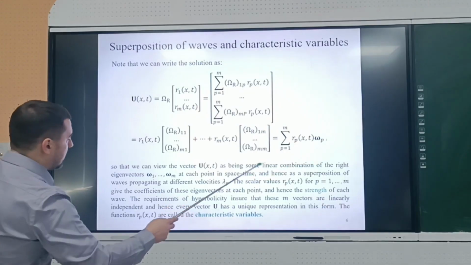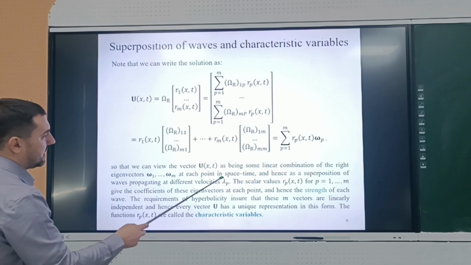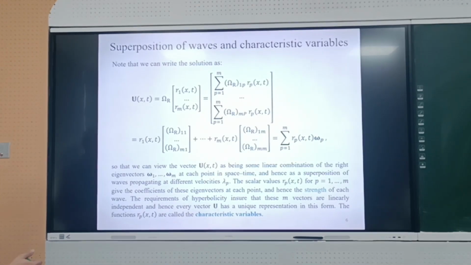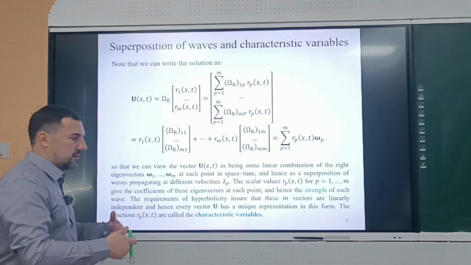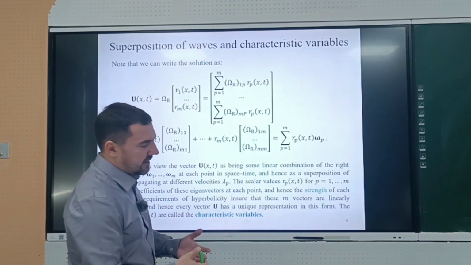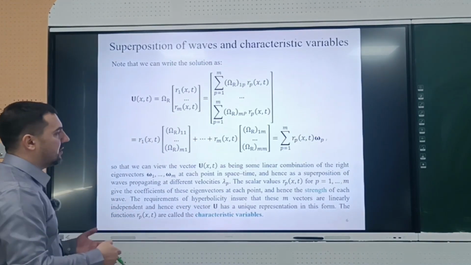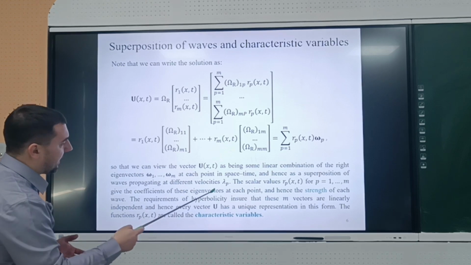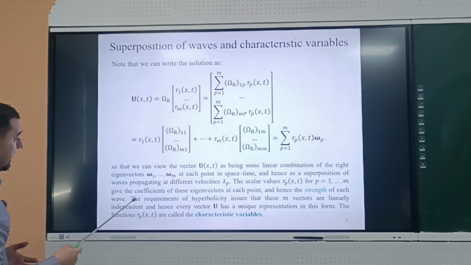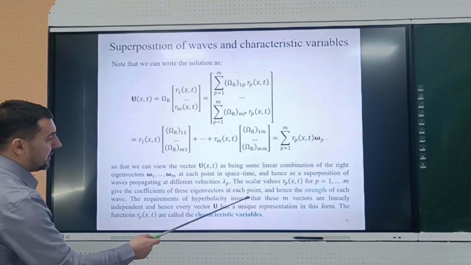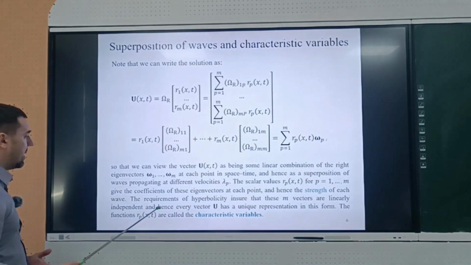It's a linear combination of right eigenvectors, omega 1 through omega m, at each point in space-time, and hence a superposition of waves propagating with different velocities lambda_p. So the solution of our problem is a superposition of different waves, and each wave corresponds to an eigenvalue lambda_p. The scalar values r_p give the coefficients of these eigenvectors at each point, and in the literature you can meet the term strength of each wave.